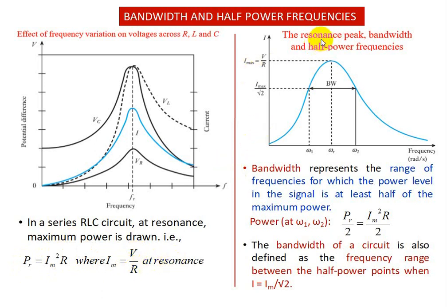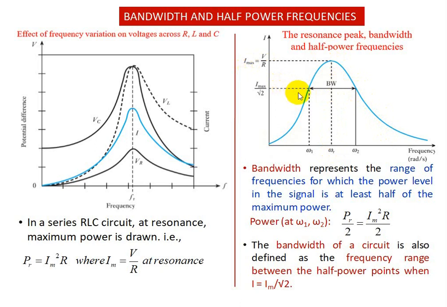Now coming to the resonant peak, bandwidth and half power frequencies. Let us consider this curve. It is a current waveform, drawn between current versus frequency. At low frequencies, the magnitude of current will be less. With the increase in frequency, current increases and becomes maximum at omega r. With further increase in frequency, the current reduces. So at omega r, the current is maximum and it is written as I max equal to V by R.